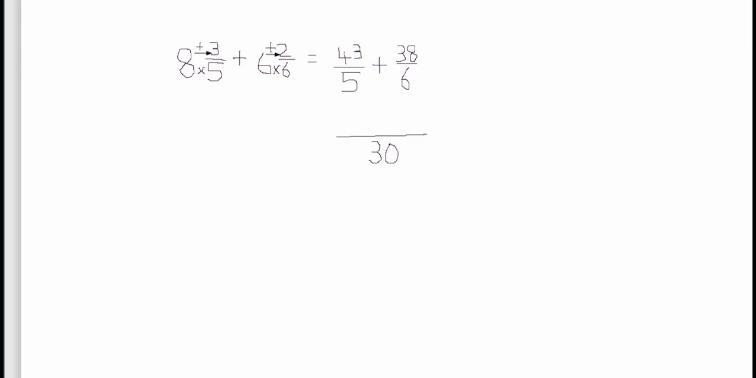30 divided by 5 equals 6. 6 times 43 equals 258. 30 divided by 6 equals 5 times. 5 times 38 equals 190. We add 258 plus 190, that equals 448. We place it over 30.